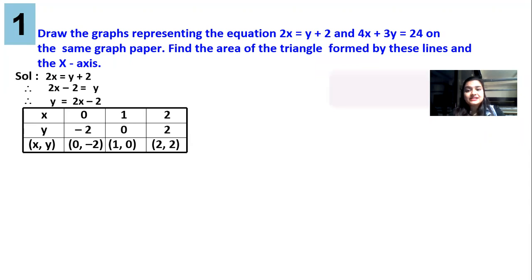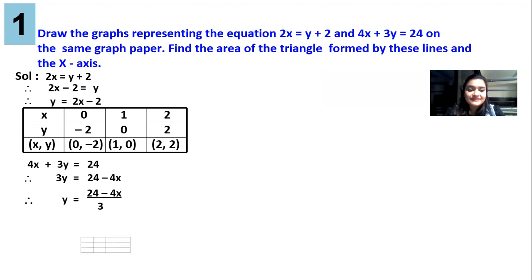Similarly, I'll consider the second equation and we know the pattern. It needs to be x equal to something or y equal to something. So I'll keep 3y as it is and I'll shift 4x to the other side. But I require y equal to something. So 3 over here is in multiplication. I'll change the side so it will be division.